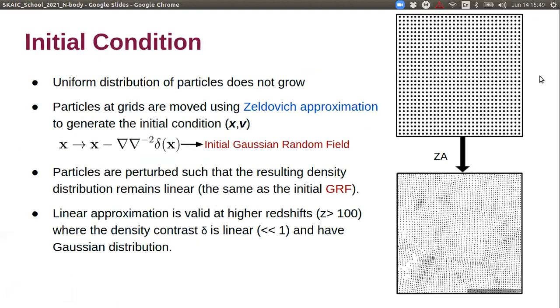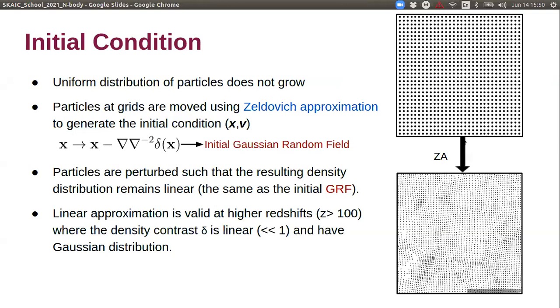So initial condition: why is this Zeldovich approximation necessary? Because we have divided the particles and the space into the grids, and the particles are located uniformly initially. So if you leave the box to evolve, it won't evolve, because each and every particle here, you can see, experiences the same amount of force in every direction due to this uniform distribution, and hence it won't evolve with time.